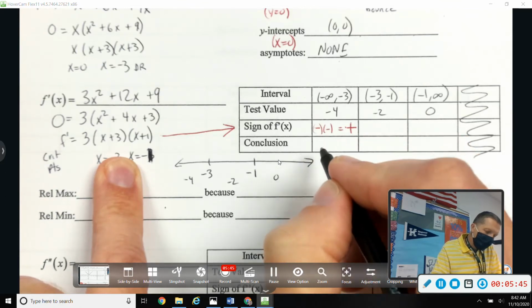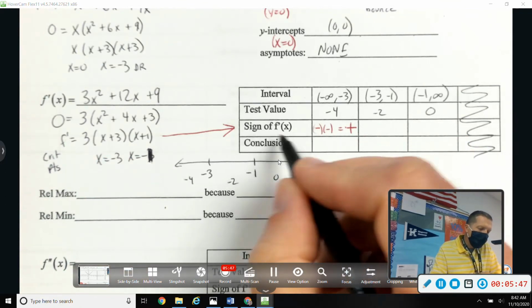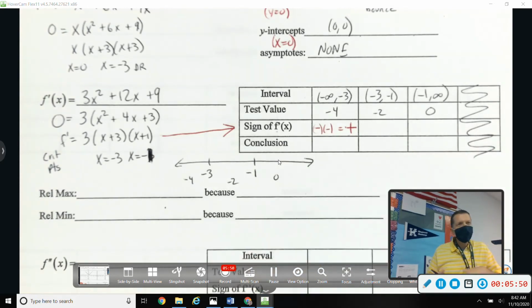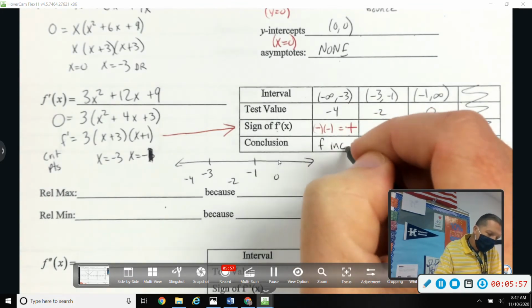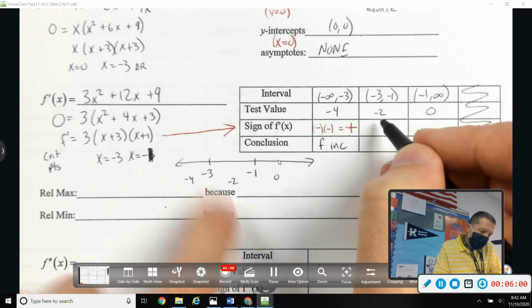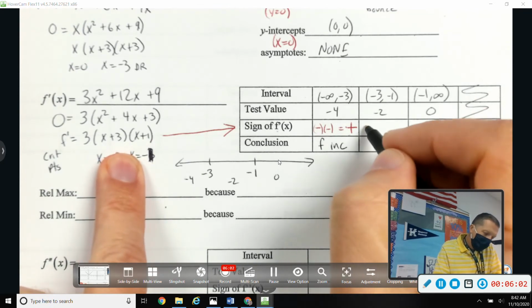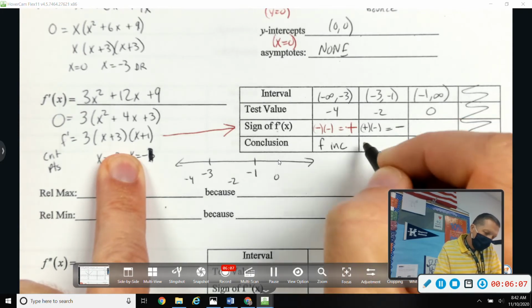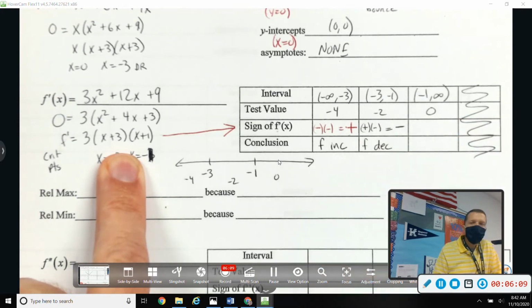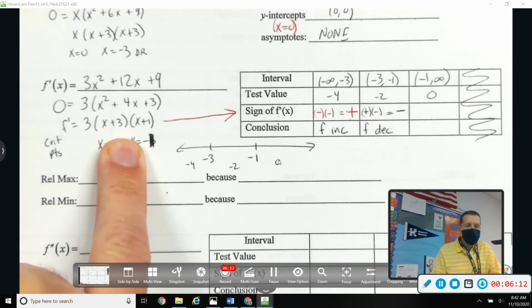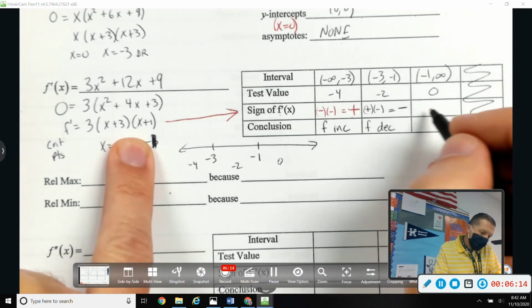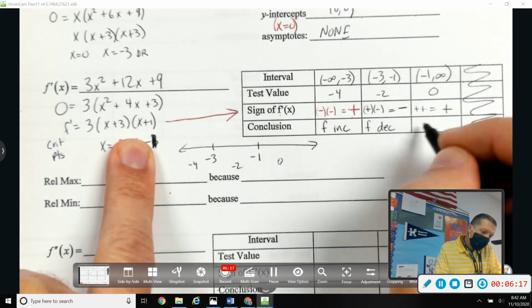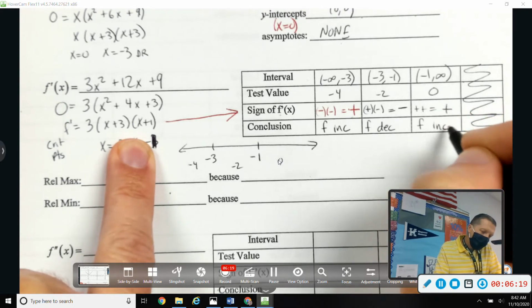So what's my conclusion? If f prime is positive, how does that help me with my graph? What's f doing? F is increasing. I plug in negative 2, I get positive times negative, which is negative. So f is decreasing. Plug in 0, positive times positive is positive, f is increasing.